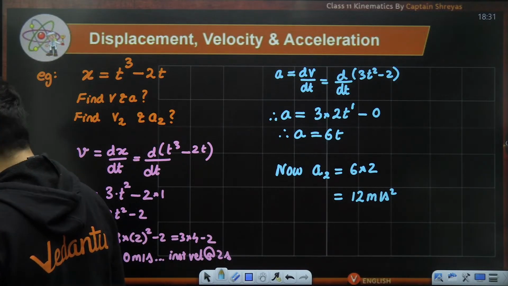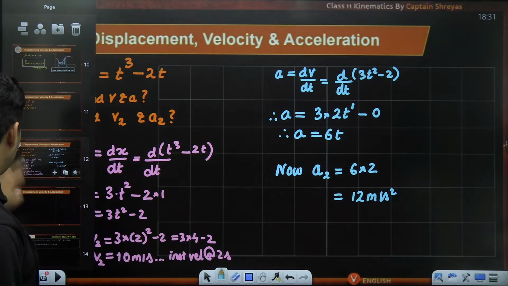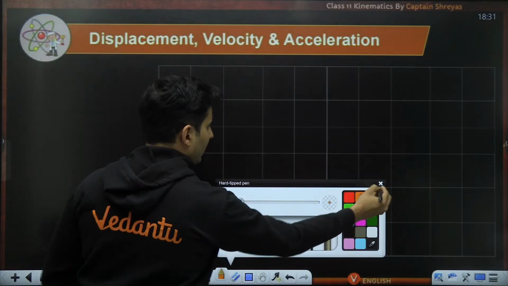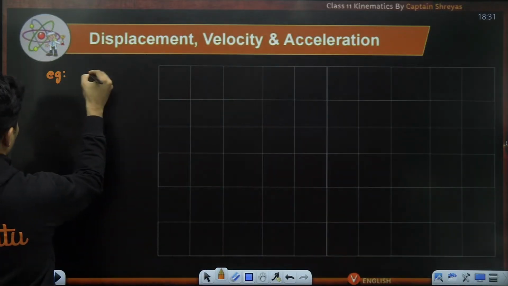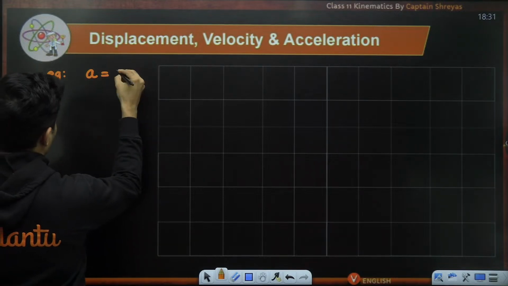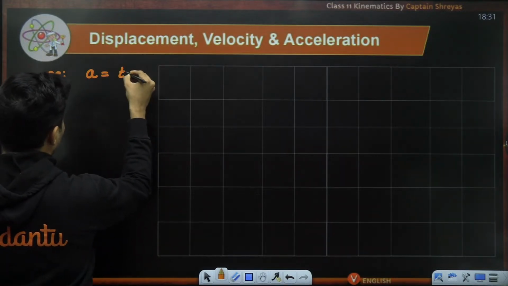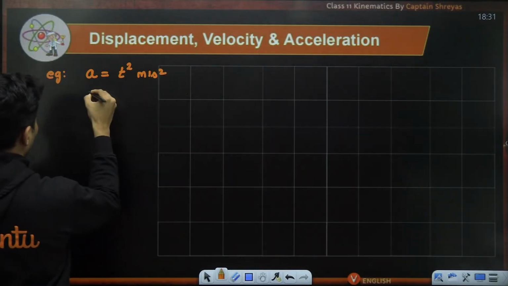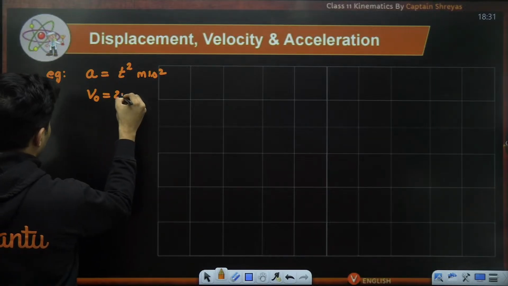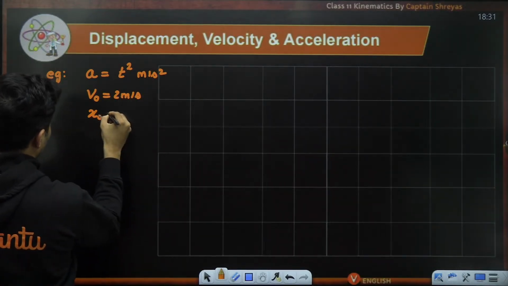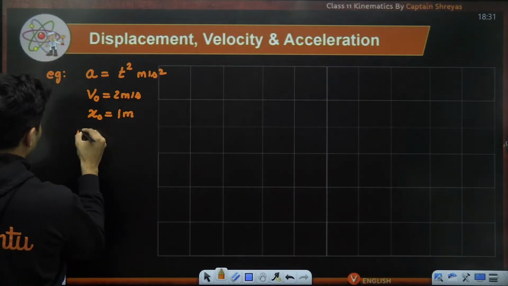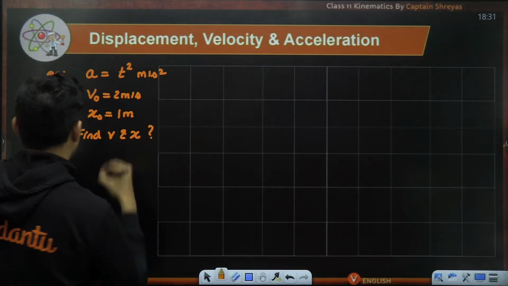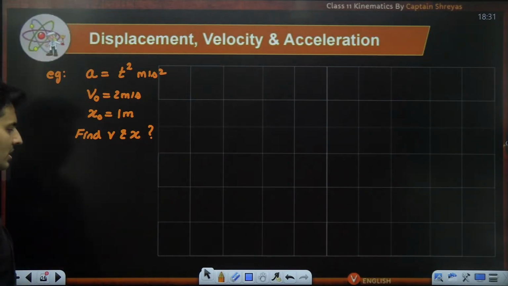Okay, all right. Now let's do another question, coming up on your screen, guys. Here it comes. Let's say the reverse has to be done. Let's say acceleration is maybe t square meters per second square. Velocity initially is 2 meters per second and position initially is 1 meter. The question is: find velocity and position in general.